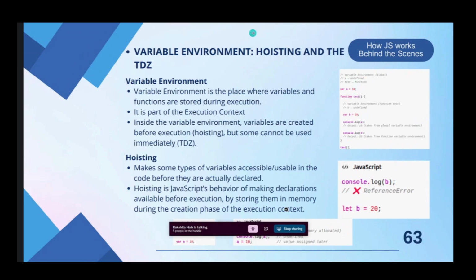So moving on to variable environment. Variable environment is where the variables are stored. It is an environment where the variables and the functions are stored during the execution. In the last part, we said this variable environment will store the variables and the functions before the execution phase. It is a part of an execution context, which I explained previously.